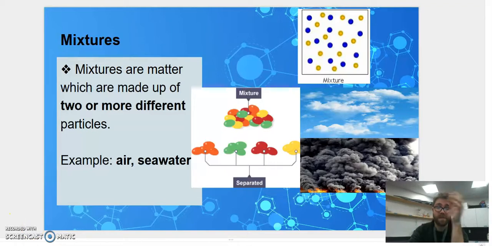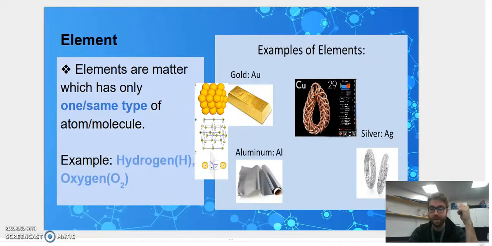Now let's talk about the specific types of pure substances and mixtures that we have. So, for example, elements. Elements are a type of pure substance. Elements are on the periodic table, and elements are usually only made up of one type of atom. Gold is an element. Gold is pure. Gold is made up of one type of atom. Copper is one type of element. It's made up of one type of atom. It is a pure substance.